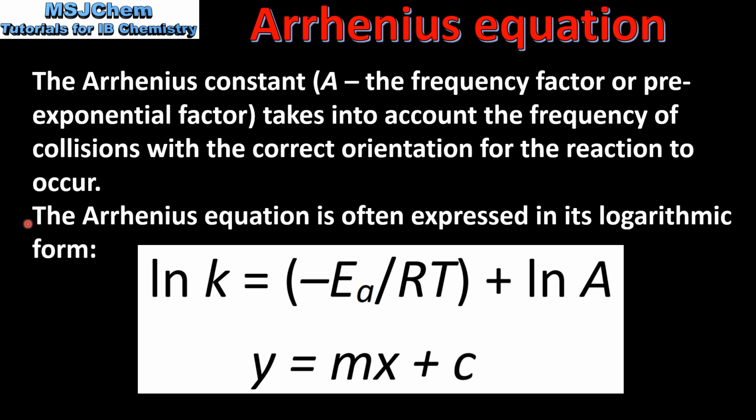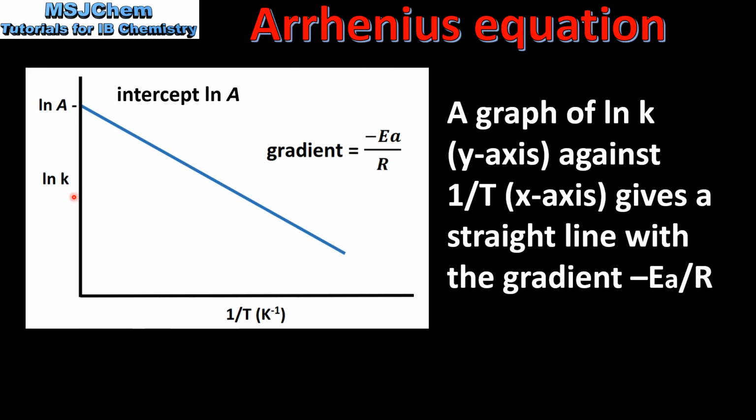The Arrhenius equation is often expressed in its logarithmic form, which you can see here. This is the form of the equation for a straight line, y equals mx plus c. So a graph of ln k against 1 over T will give a straight line with a gradient of negative Ea over R. So here we have a graph of ln k on the y-axis against 1 over T on the x-axis. As you can see, this gives a straight line with the intercept ln A on the y-axis and a gradient of negative Ea divided by R.